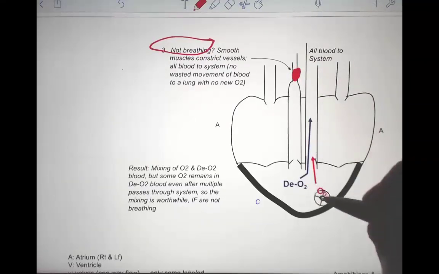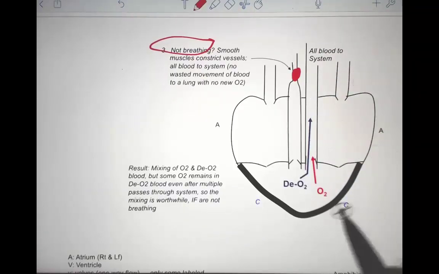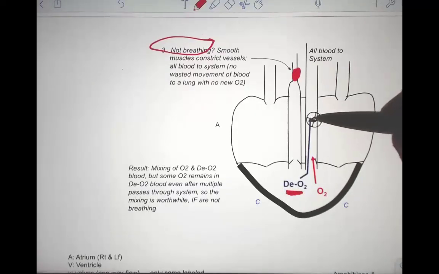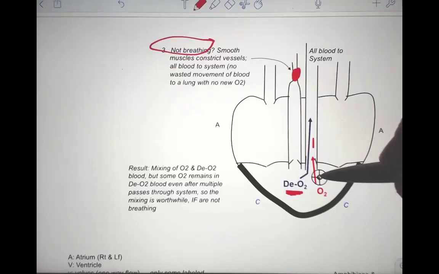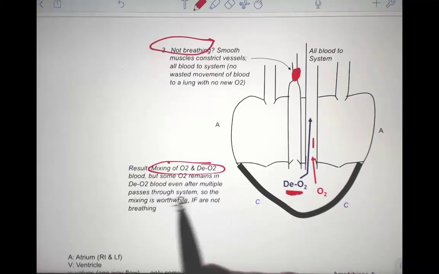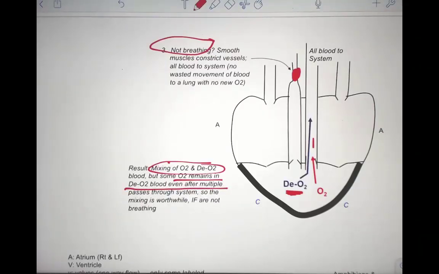Under those conditions, oxygenated blood and deoxygenated blood goes to the system. Amphibians and reptiles don't use oxygen that fast, and so even this deoxygenated blood still has some oxygen. They may as well save energy, not send blood to the lung, and send all the blood to the system. There's mixing of oxygenated and deoxygenated blood, but there's some oxygen in deoxygenated blood even after multiple passes through the system. The mixing is worthwhile if the animal is not breathing.